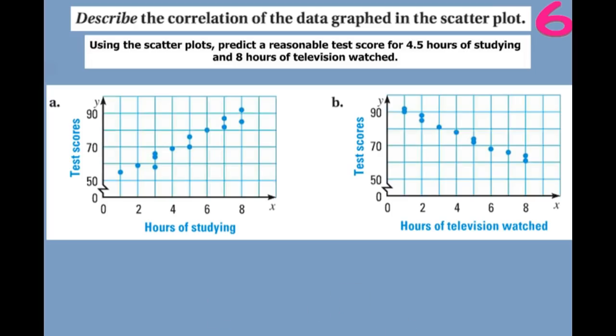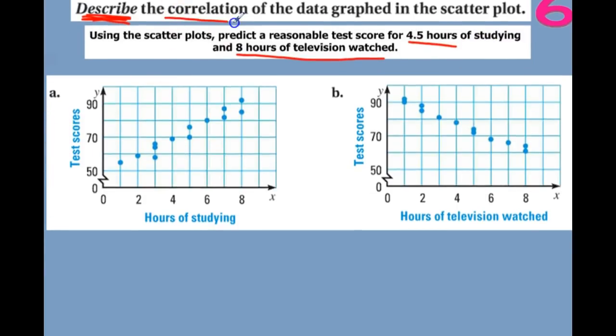All right, last two questions. Already plotted for us this time. That was nice. Just describe the correlation of the data first, and then, using the scatter plots, predict a reasonable test score for 4.5 hours of studying and for 8 hours of television watched. So first, let's describe the correlation. This one from left to right is going up, so we would call this a positive correlation. This one from left to right is going down. This is a negative correlation.